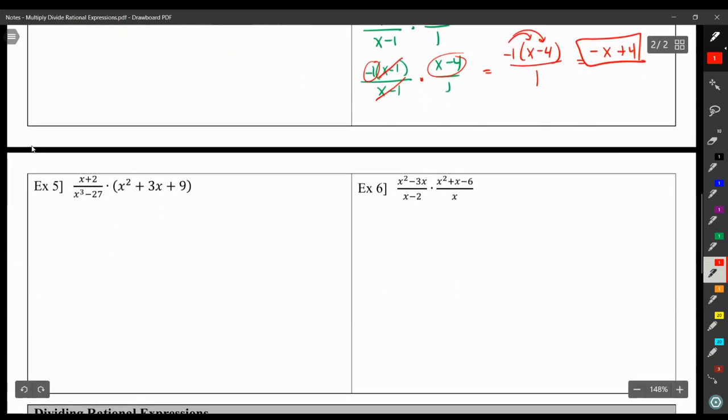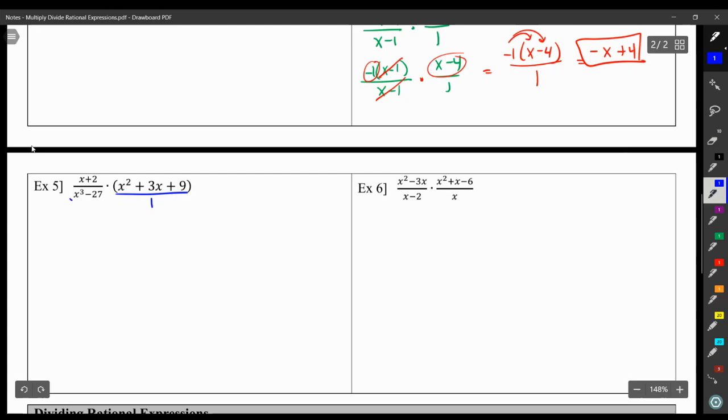For example 5, what we're going to do with this one is remember that this is actually a whole number. So all of this is really over 1. So we need to factor out the numerator and the denominator for both fractions. So I want you to pause the video and factor this out.